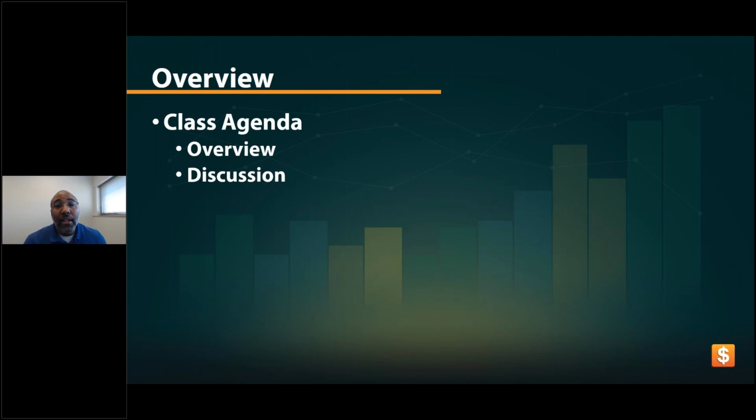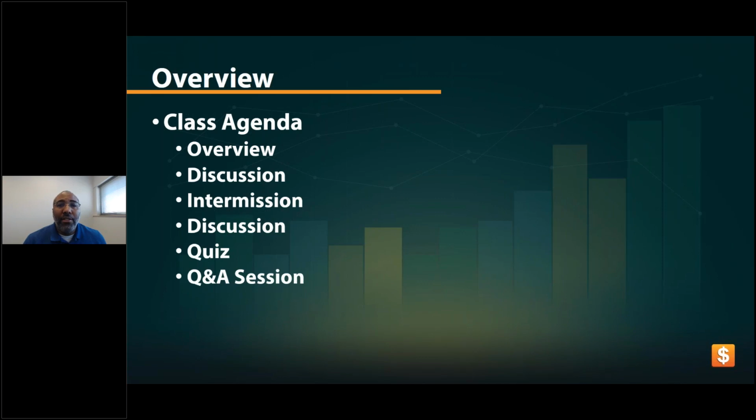So we'll have our discussion. Then from there, we'll have a short 5-minute intermission. That's yours to do with whatever you want during that time period. Then we'll have the second half of the discussion, where we'll wrap up the rest of the topics left to be covered. Then we'll have our short quiz. No pressure on the quiz. It's just to tie up loose ends and reiterate a few topics. After the quiz, we'll have our question and answer session. So let's go ahead and go through our overview.